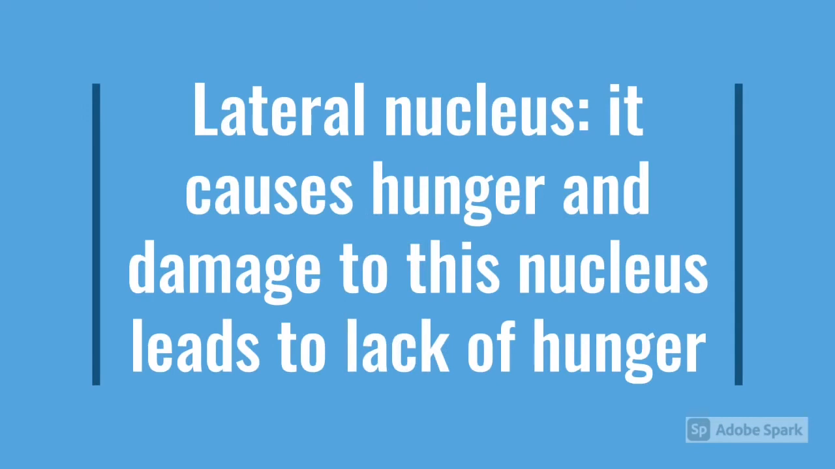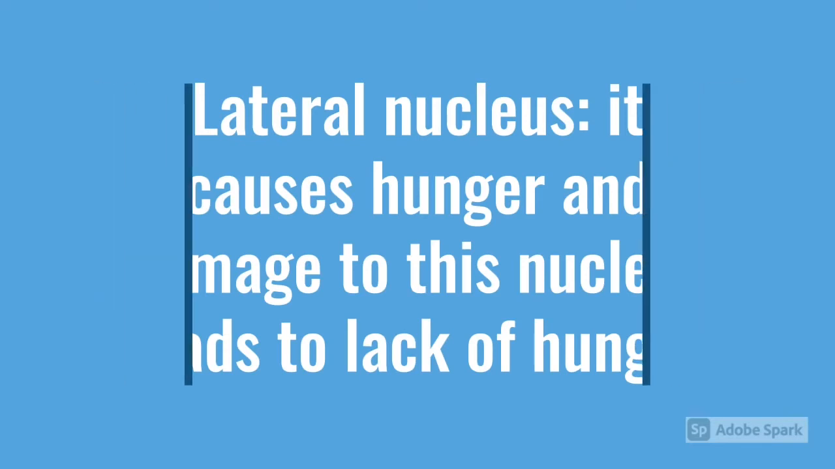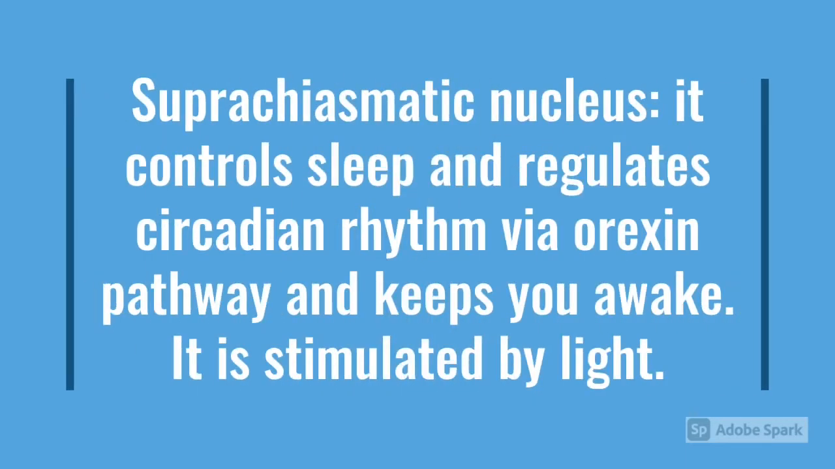The lateral nucleus normally causes hunger, so when the lateral nucleus is damaged, it leads to lack of hunger. As a result, the person is very thin. It is stimulated by ghrelin and inhibited by leptin. The suprachiasmatic nucleus controls sleep and regulates circadian rhythm via the orexin pathway and keeps you awake. It is stimulated by light.